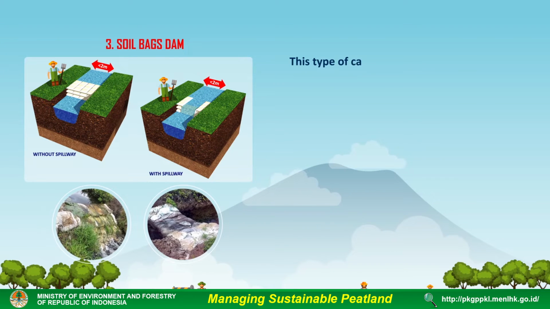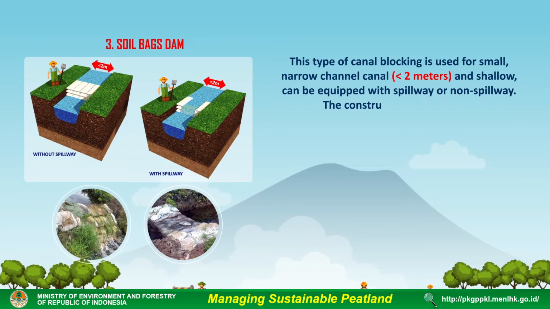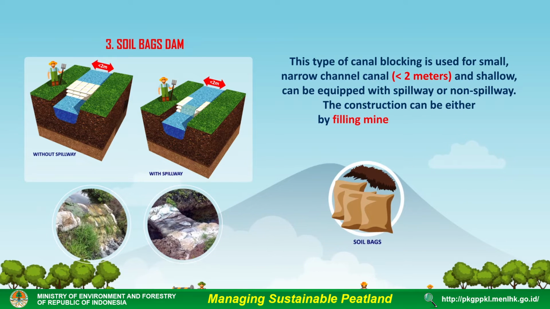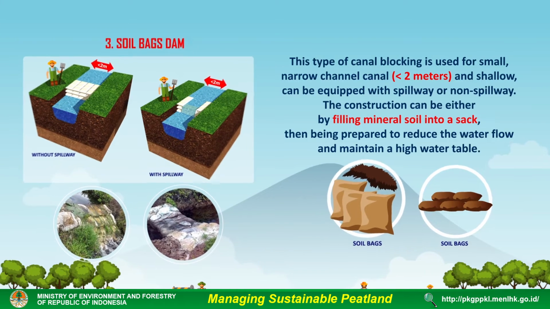Soil-based dam. This type of canal blocking is used for small, narrow channel canal less than 2 meters and shallow, and can be equipped with spillway or non-spillway. The construction can be done by filling mineral soil into sacks that are prepared to reduce the water flow and maintain a high water table.